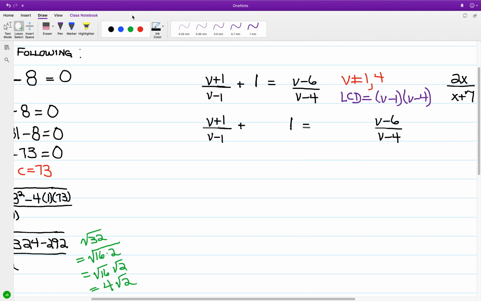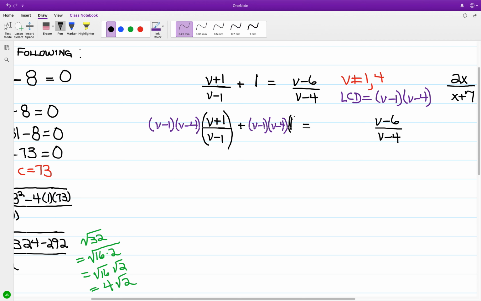Multiplying by the least common denominator, we have v minus 1 quantity times the quantity of v minus 4, times the quantity of v plus 1 over v minus 1. Again, distributing, we have v minus 1 quantity times the quantity of v minus 4 times 1.